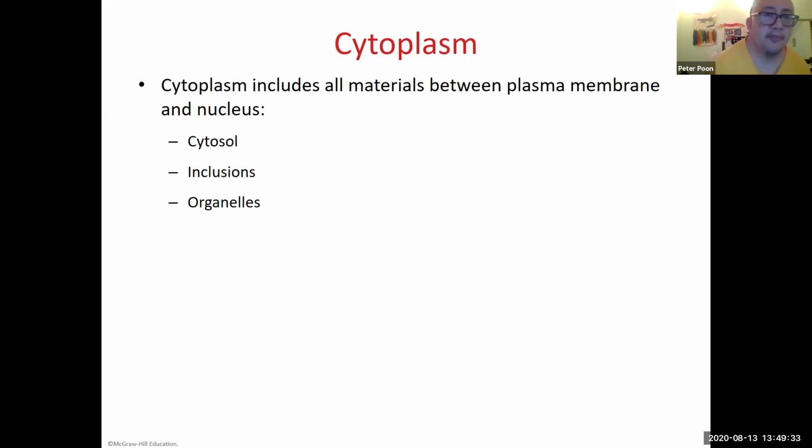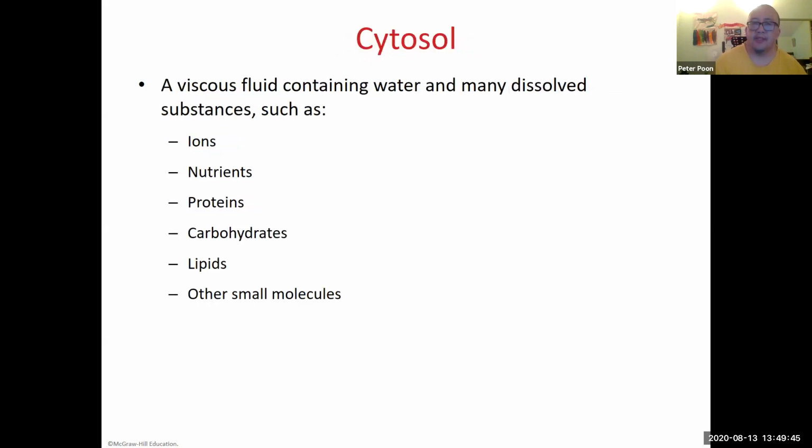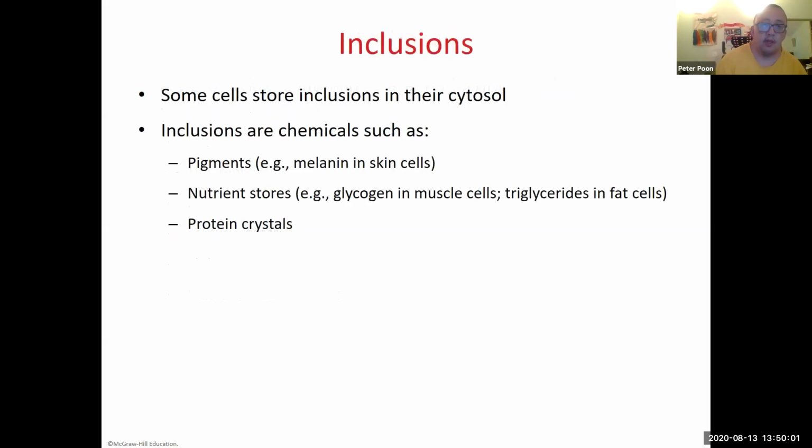All right, the cytoplasm includes all the material between the plasma membrane and nucleus. Okay, the cytosol is just a fluid. Think of it as the blood of the cell. Okay, and it's ions, nutrients, proteins, carbohydrates, amino acids, etc., all for cellular use. Inclusions are little blobs of stuff that are stored by any particular cell. So all cells have inclusions. Not all cells have the same inclusions. Like melanocytes will have melanin as an inclusion. Fat cells will have triglycerides as an inclusion, etc., etc.